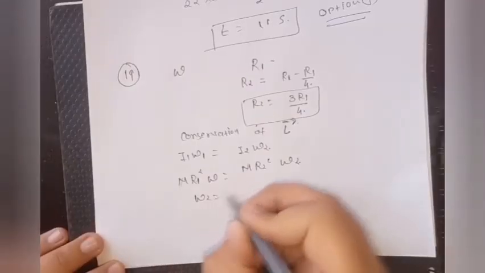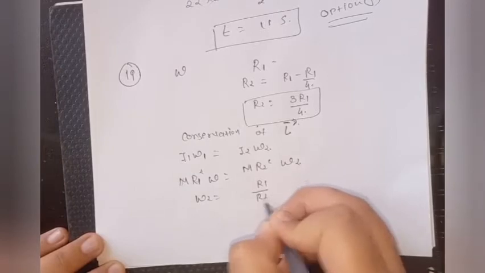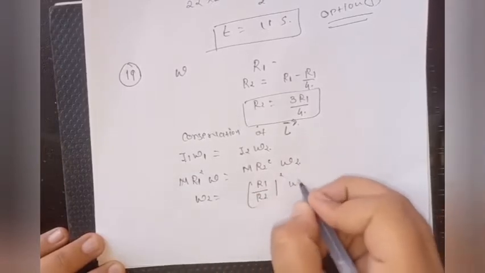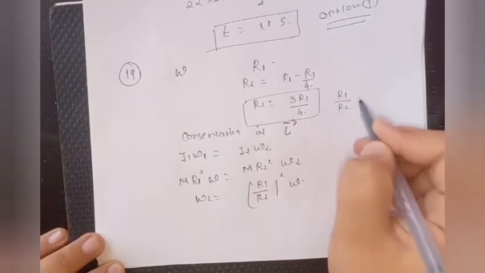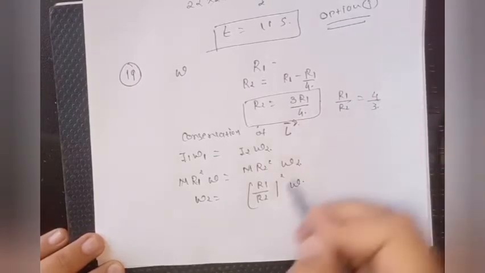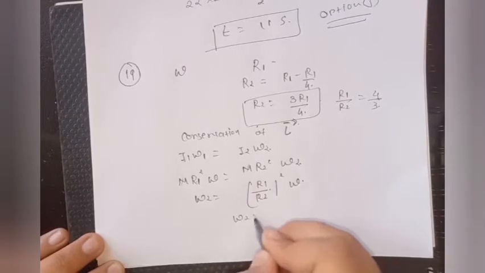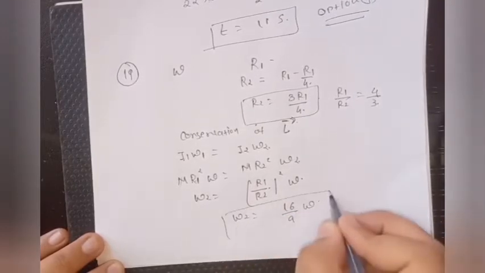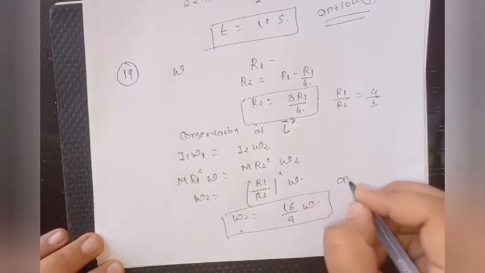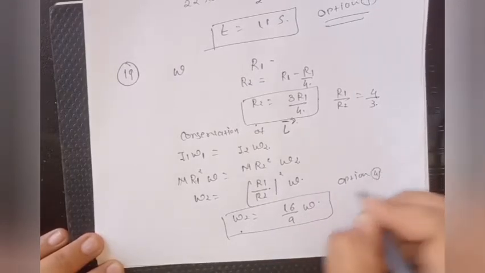So omega 2 will be (r1 by r2) whole square into omega. From this equation we can write r1 by r2 is equal to 4 by 3. Put this value in this equation. Omega 2 is equal to 16 by 9 omega. So option 4 is the correct option.